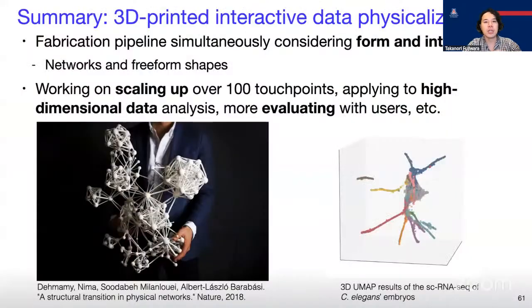Okay. Now I'd like to summarize this part of my talk. Through the use of 3D printing and computational techniques, we introduced a novel fabrication pipeline that considers form and interactivity concurrently. By using this pipeline, we design interactive physical networks and other shapes. But now we are working on supporting more touch points, applying this idea to analyze high-dimensional data, such as showing dimensional reduction results, and evaluating with users more comprehensively.